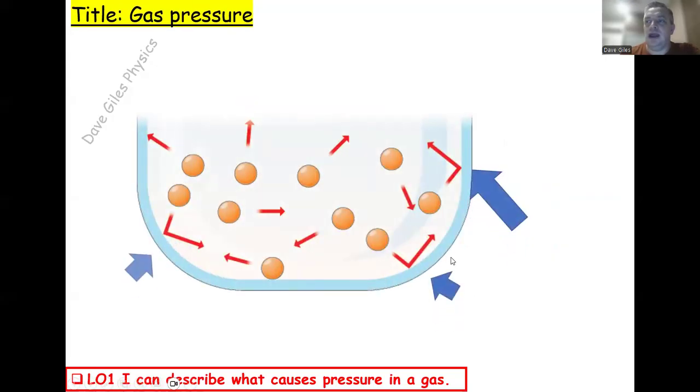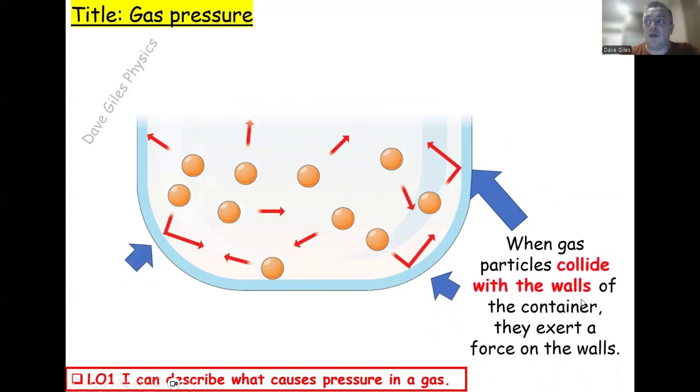And just to really emphasize the point here, when gas particles collide with the walls of the container, they exert a force on the walls. So that was the first learning objective.